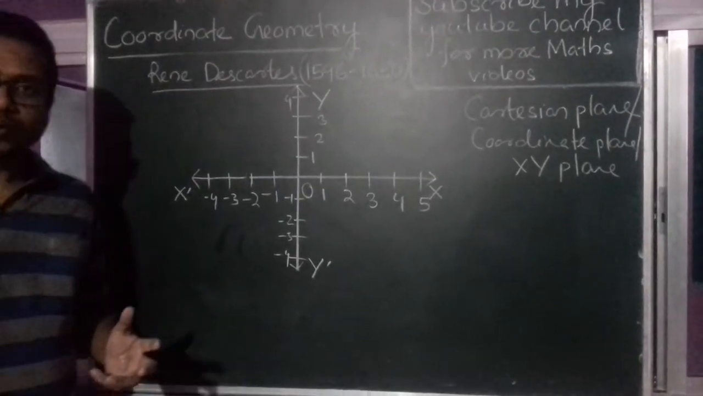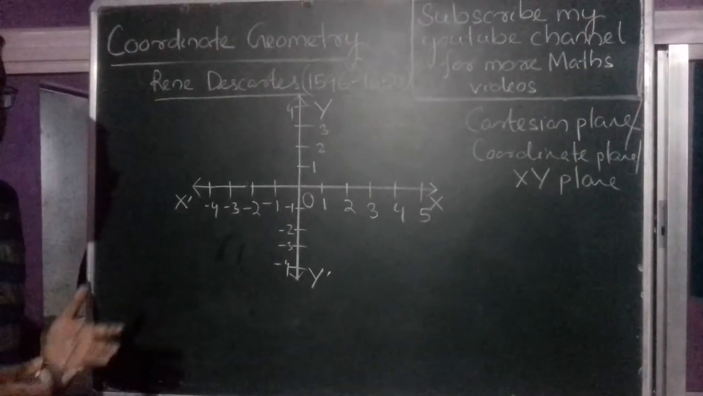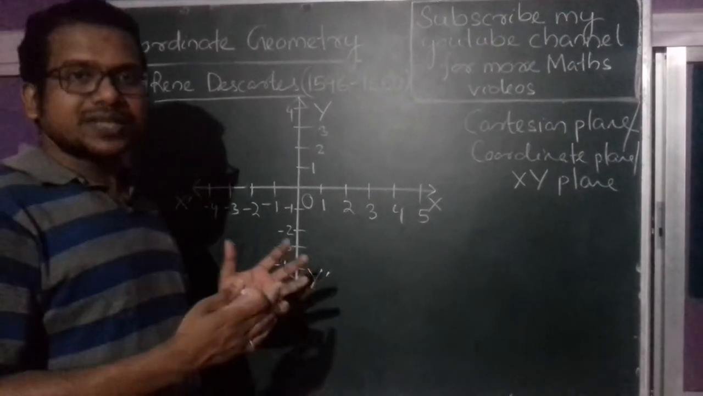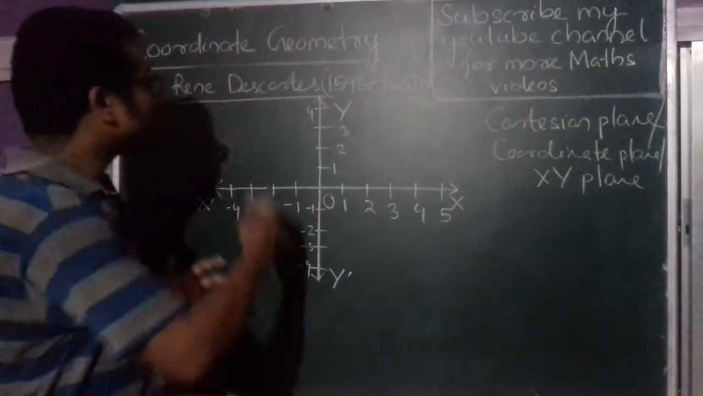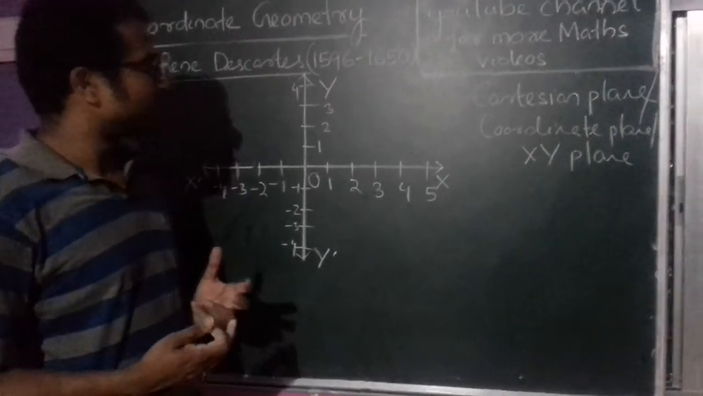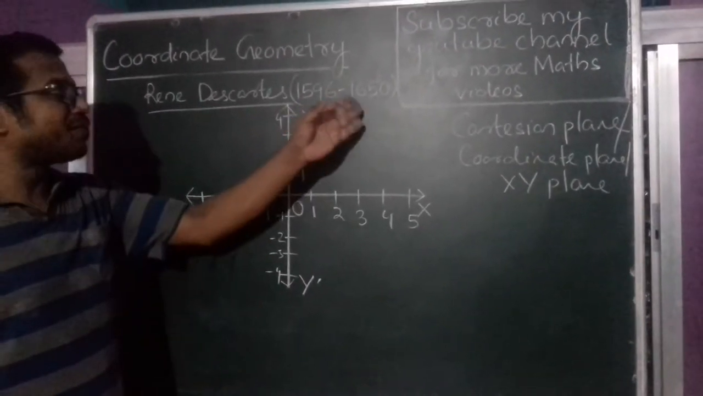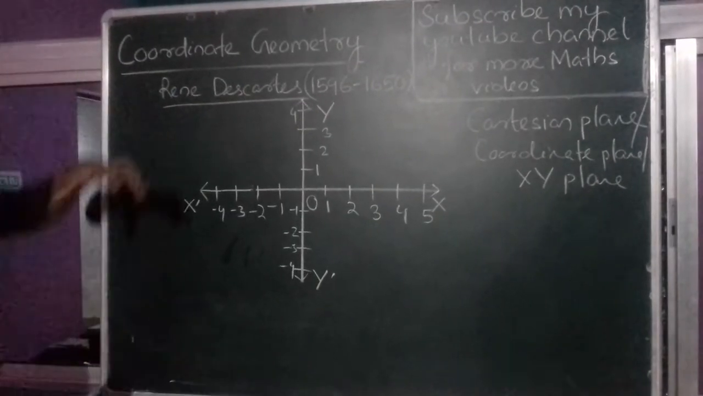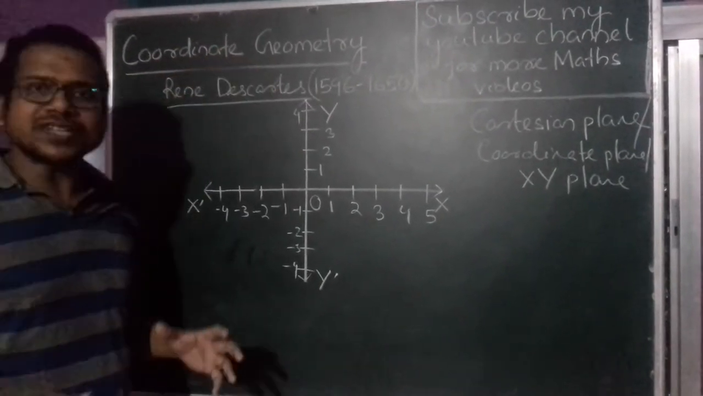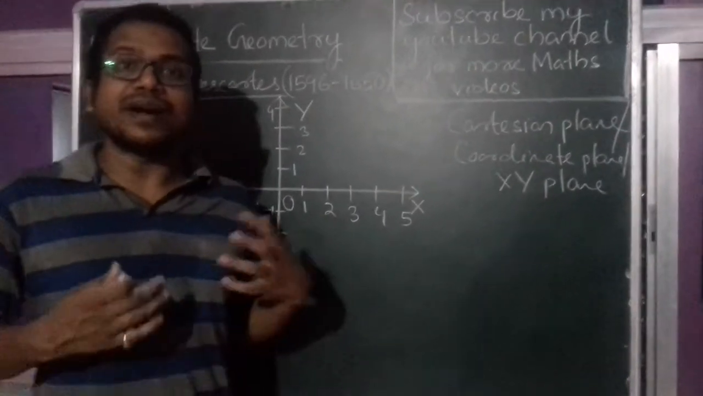Students, do you know who discovered this study? The major credit of this study of coordinate geometry goes to René Descartes. He was a French philosopher and mathematician of the late 16th and early 17th century. So coordinate geometry as a study of mathematics was developed in the 17th century, and this study is of imaginations.